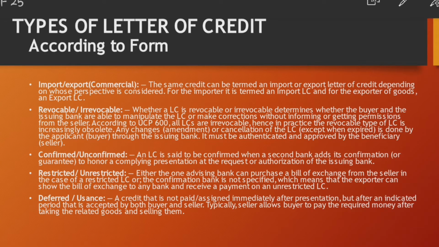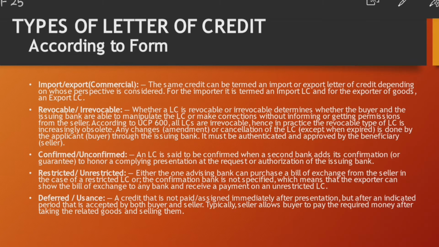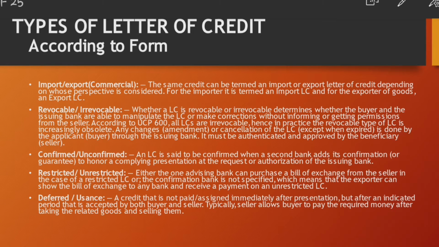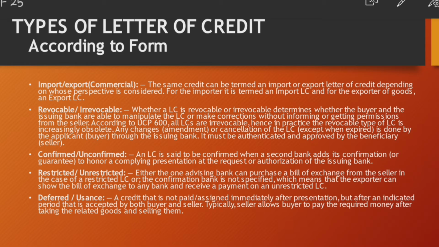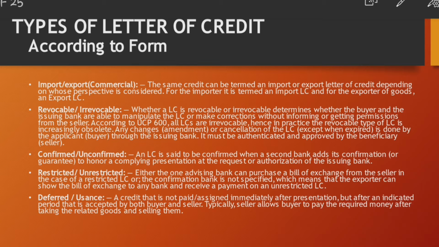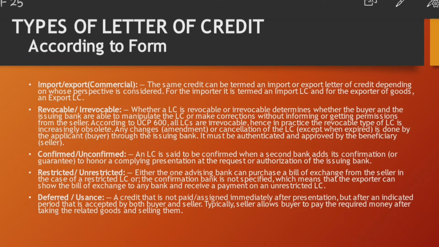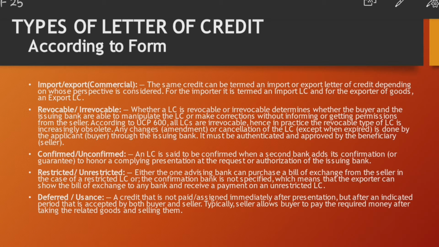Confirmed or unconfirmed. An LC is said to be confirmed when a second bank adds its confirmation or guarantee to honor a complying presentation at the request or authorization of the issuing bank. Restricted or unrestricted. In the case of a restricted LC, only the one advising bank can purchase a bill of exchange from the seller. In an unrestricted LC, the confirmation bank is not specified, which means that the exporter can show the bill of exchange to any bank and receive payment.